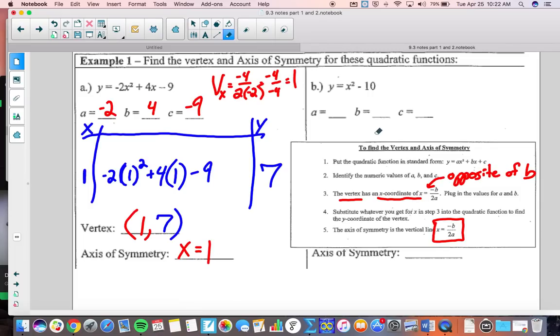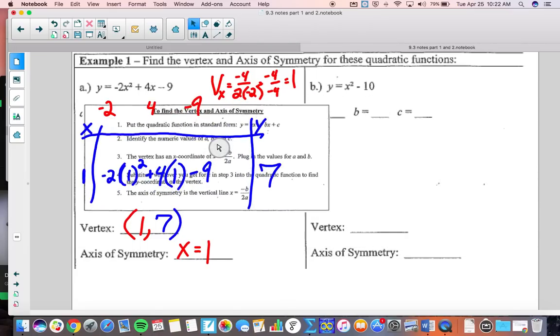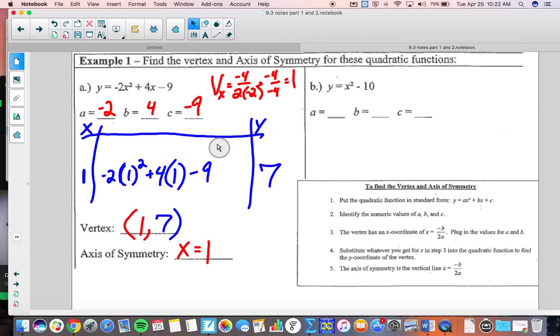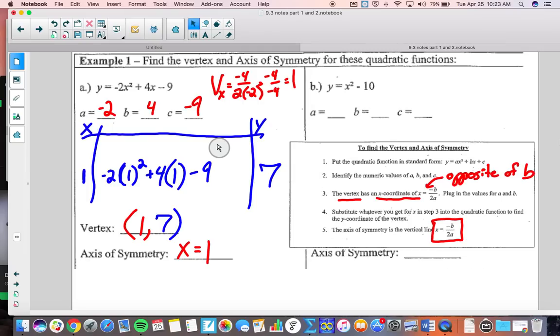Let's try another one. I'll move this over to the left. Here's our next function. Notice it's written in standard form. Let me just keep that stuff that I highlighted there for a second, then I'll erase and move it. So identify the a, b, and c value. So a is 1. There's a 1 in front of that x squared. Wait a minute, there's no x term. Huh, so then it's 0. There's 0 x's there. And my c value is negative 10.